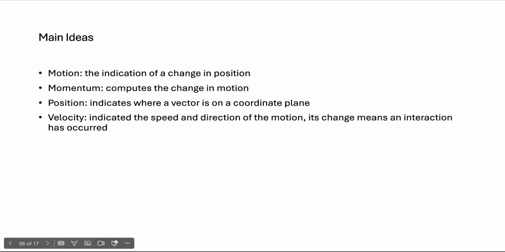The main ideas. Motion is the indication of a change in position. Momentum computes the change in motion. Position indicates where a vector is on a coordinate plane. And velocity indicates the speed and direction of the motion. Its change means an interaction has occurred.